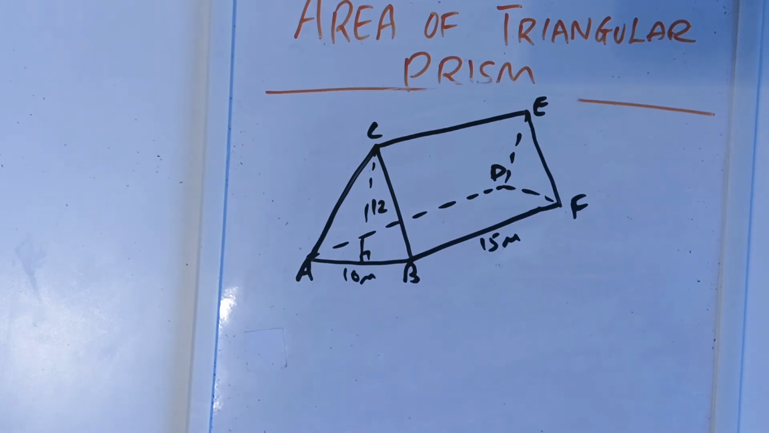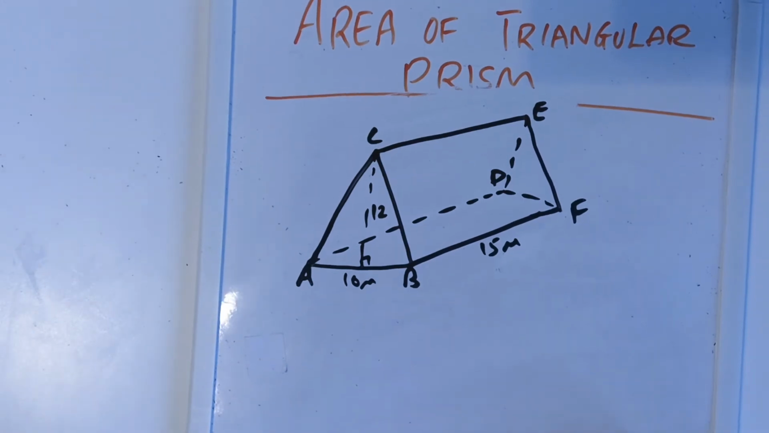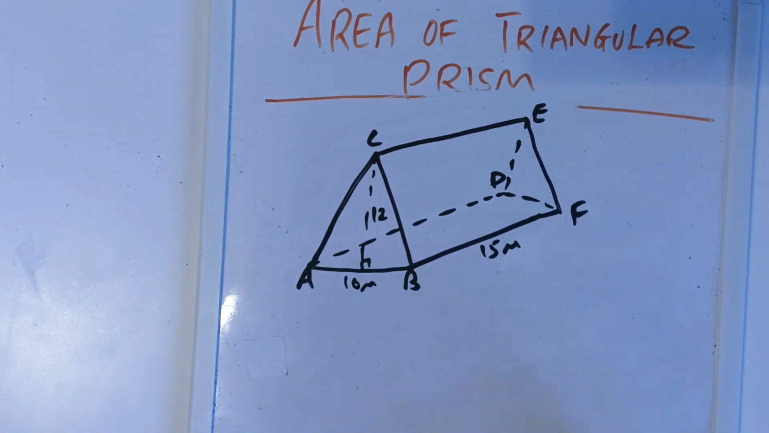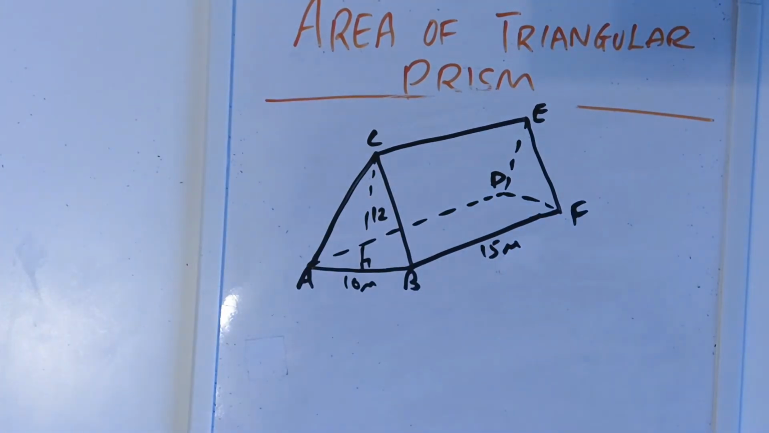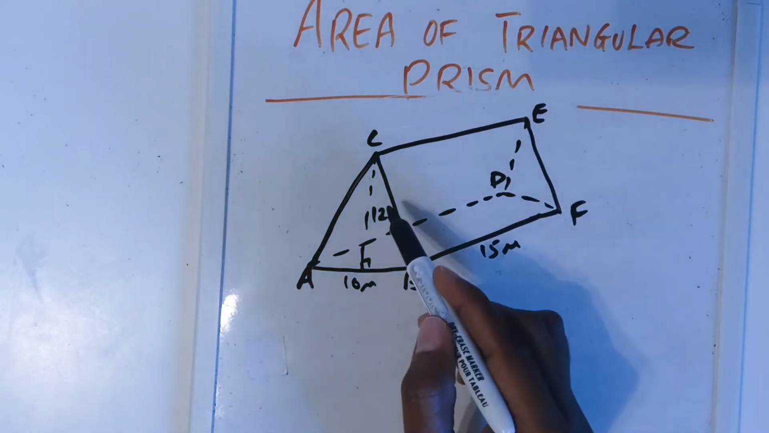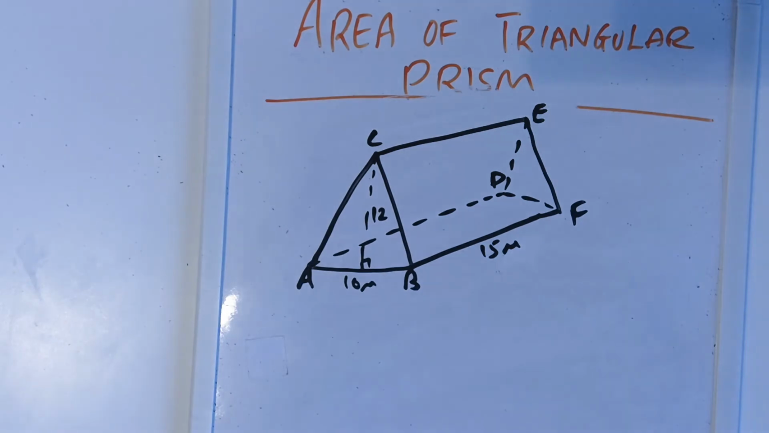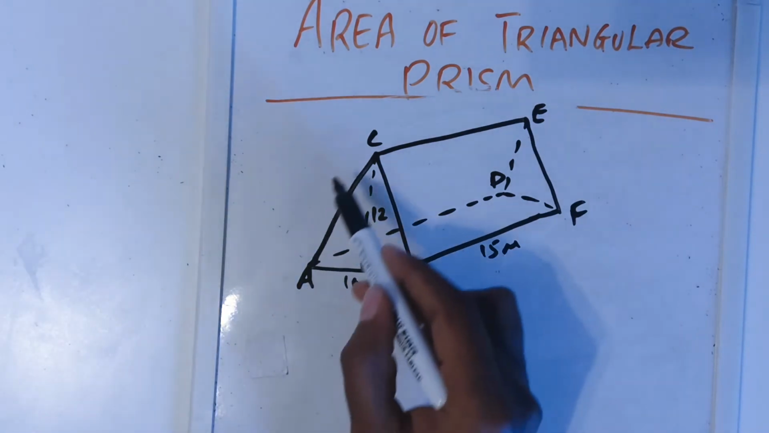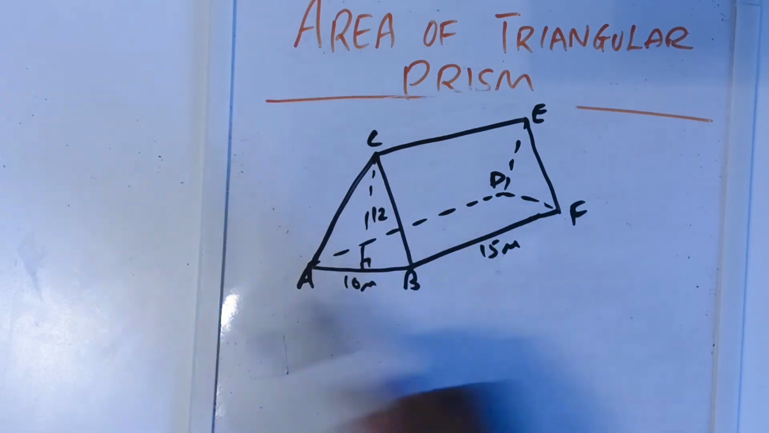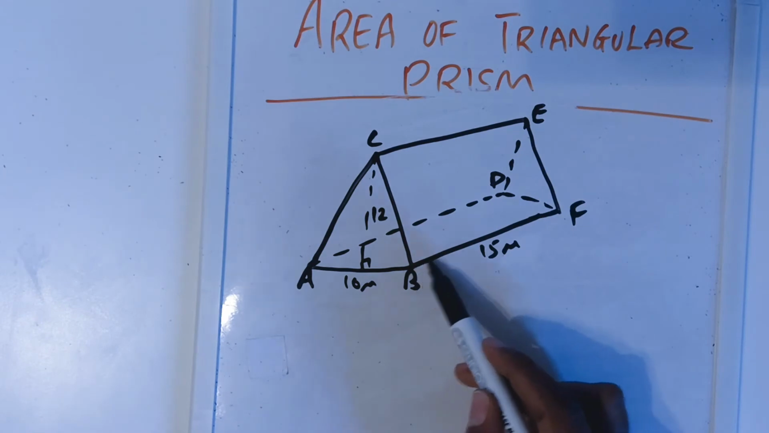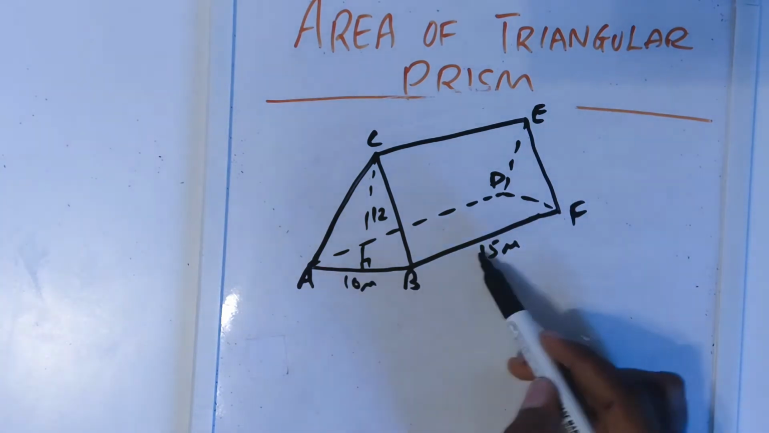Let us do one more example. In this triangular prism, we have a triangle whose height is 12 meters and the base is 10. We don't have the sides, the hypotenuse of this triangle.